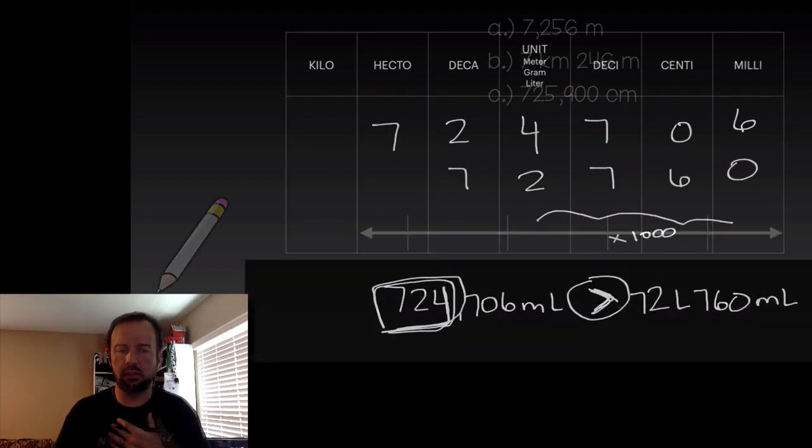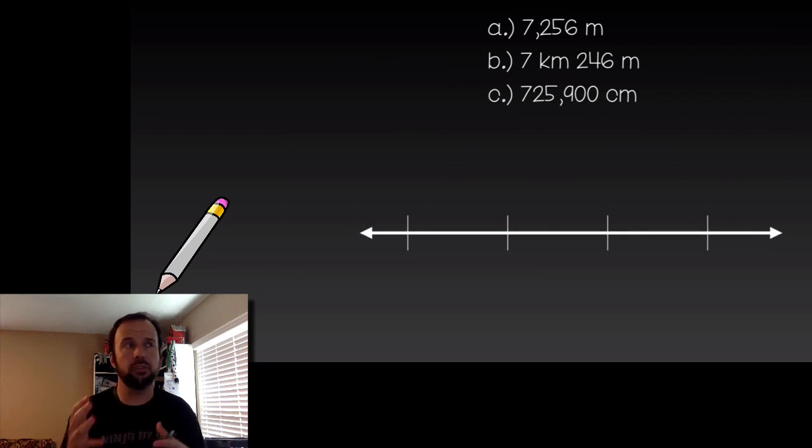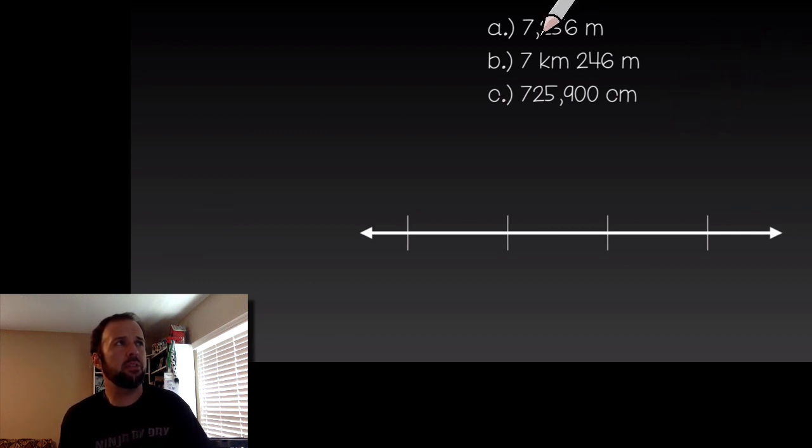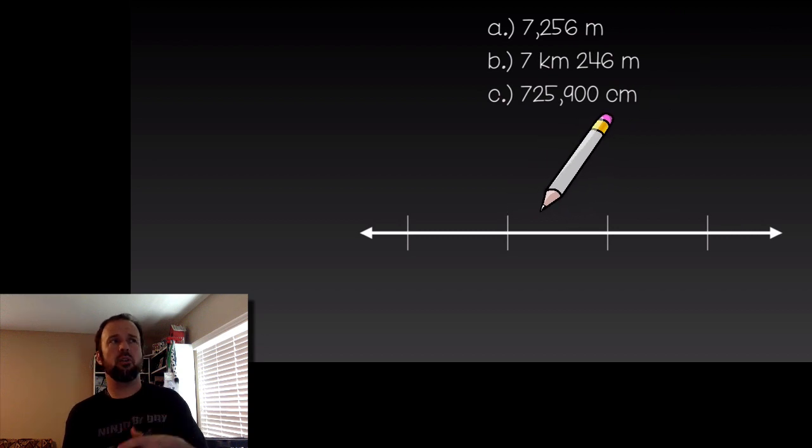Any of that works. It might also help when comparing numbers to use a number line, okay? So going away from the place value chart a little bit now, just putting things out on a number line to see where they all sit and where they all need to be. So we have three numbers here, like 7,256 meters. I have 7 kilometers, 246 meters. I have 725,900 centimeters. Okay, so we're converting from meters to kilometers to centimeters. We're going all back and forth in between.